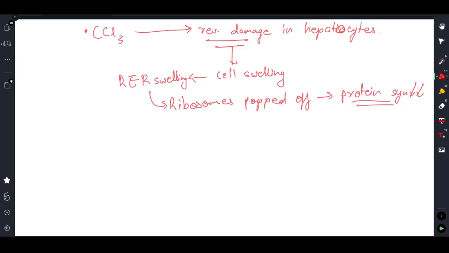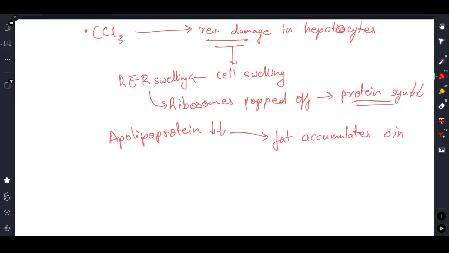Now we know that the protein synthesis has gone down, so we can say that apolipoprotein synthesis has also gone down, right? So there will be a reduced synthesis of apolipoprotein. Now as apolipoprotein levels go down, the repackaging will be affected, right? Due to which the fat will accumulate within the hepatocytes or within the liver. So fat accumulates within the liver and this can lead to fatty liver.